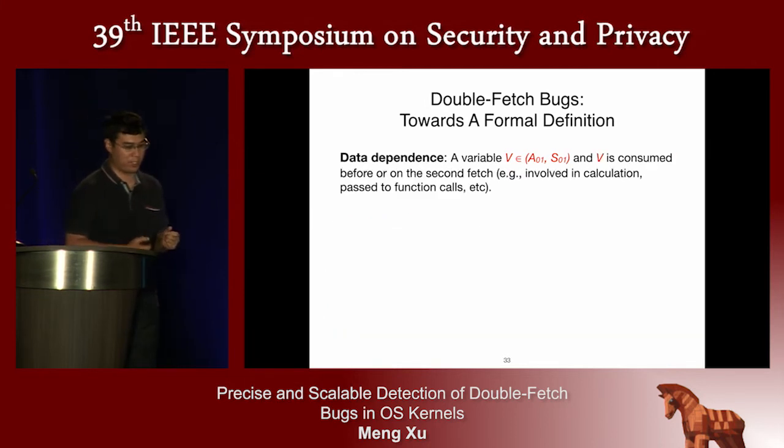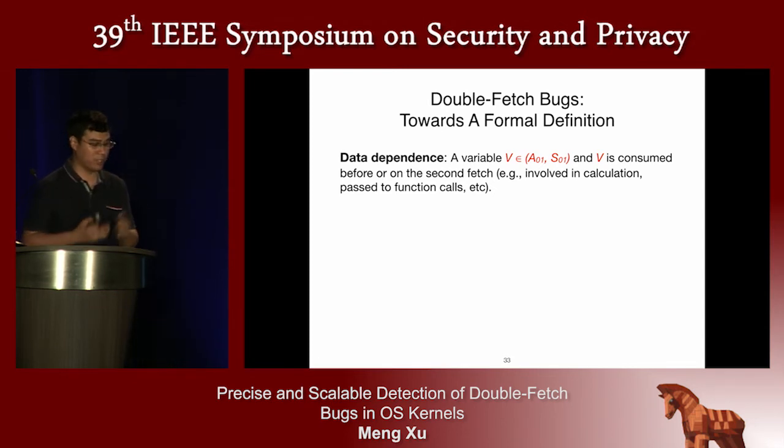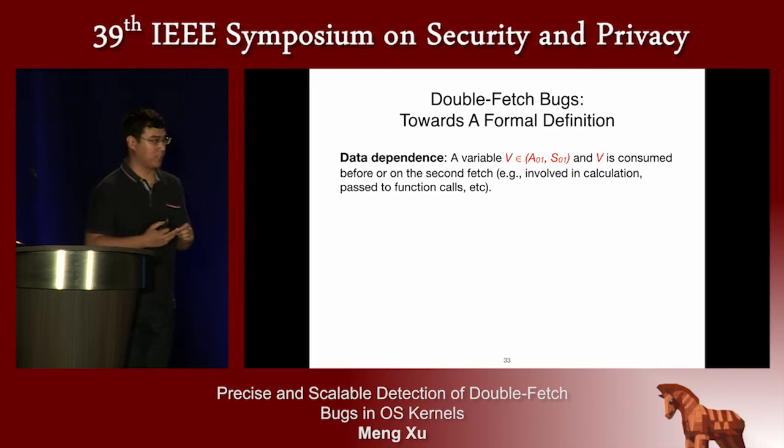and that makes it a double fetch bug instead of just an overlap fetch. The other relationship could be a data dependence, which means that some value in this overlap region is used in some form of calculation, or is passed to some function call. Therefore, we expect that the same value is going to hold after the second fetch.